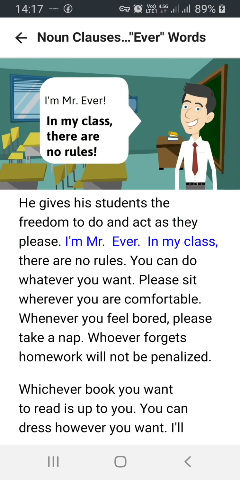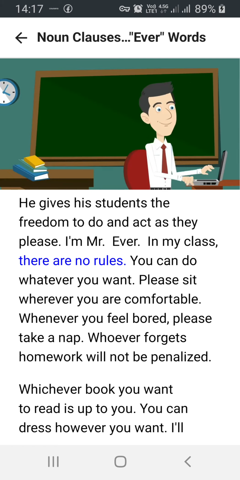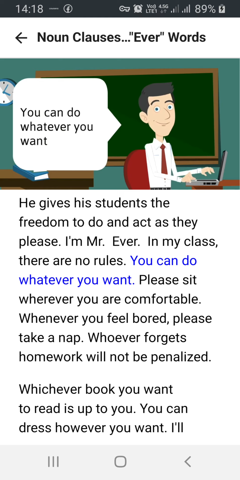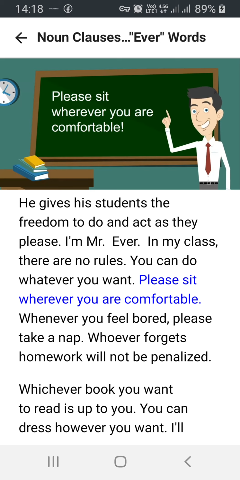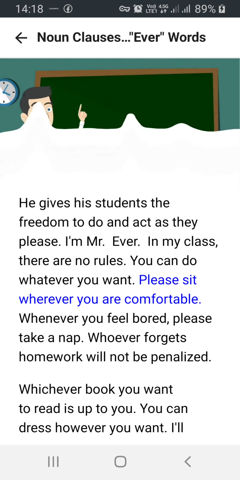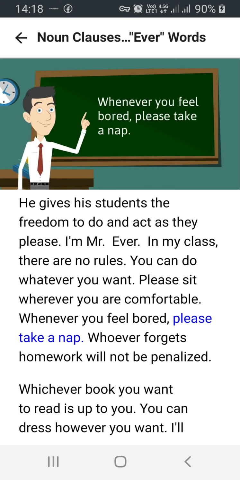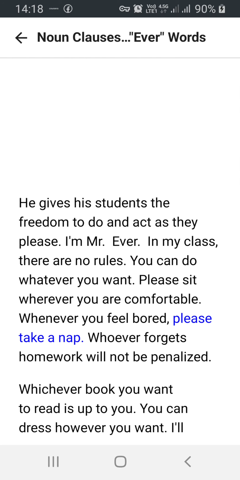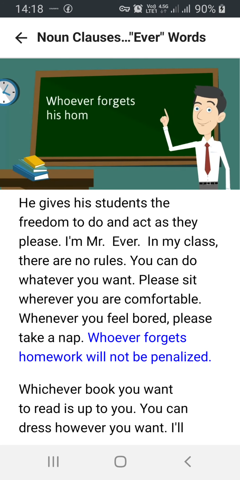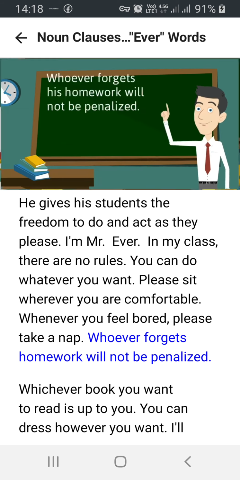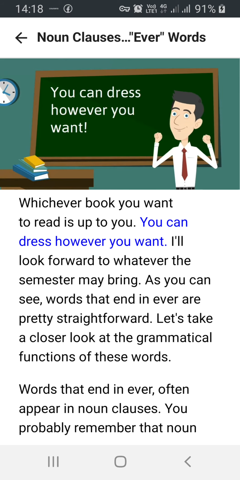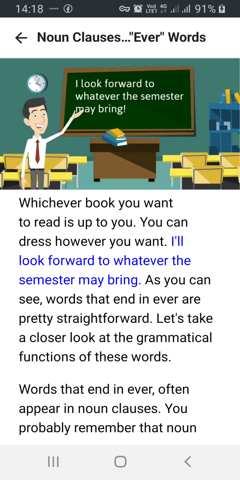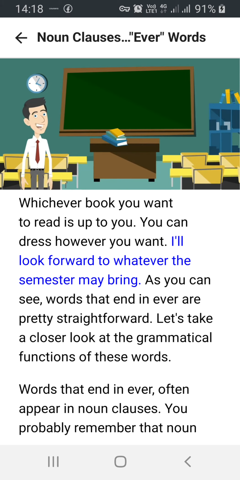I'm Mr. Ever. In my class, there are no rules. You can do whatever you want. Please sit wherever you are comfortable. Whenever you feel bored, please take a nap. Whoever forgets his homework will not be penalized. Whichever book you want to read is up to you. You can dress however you want. I look forward to whatever the semester may bring.